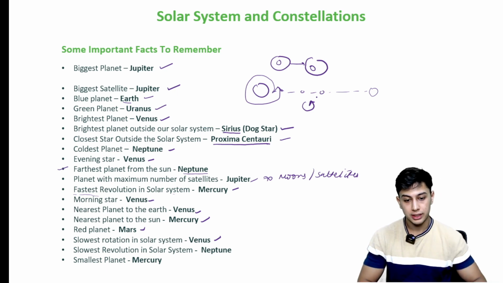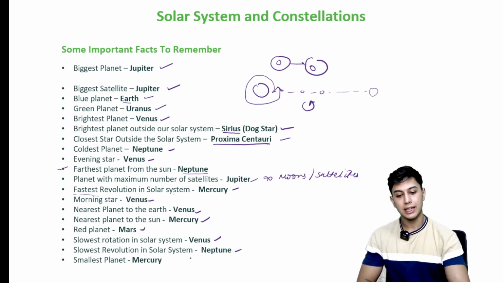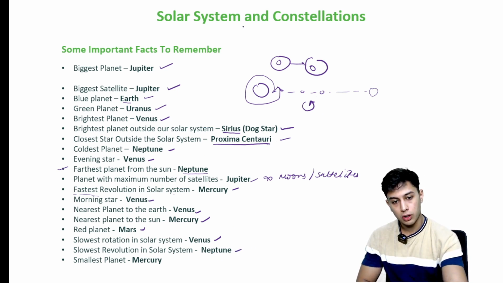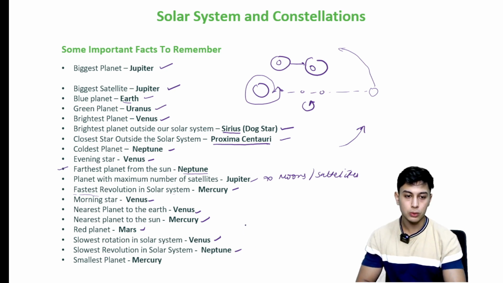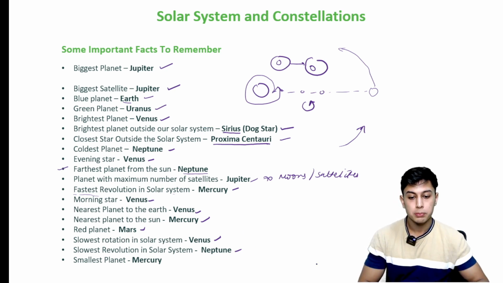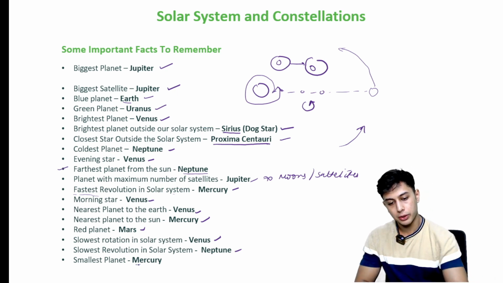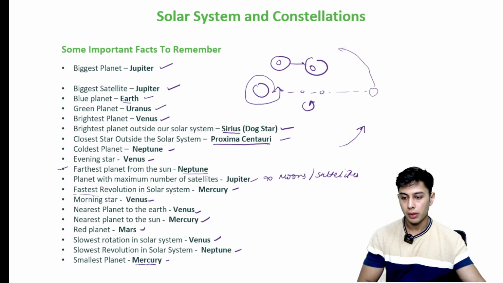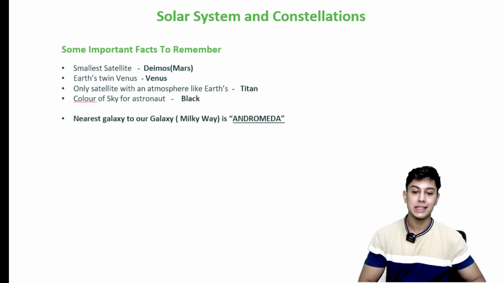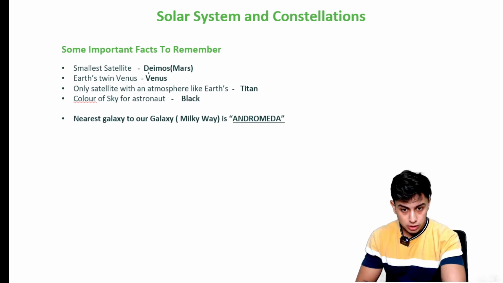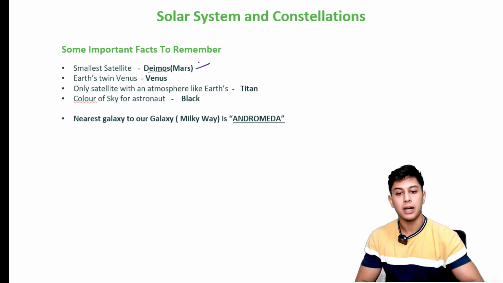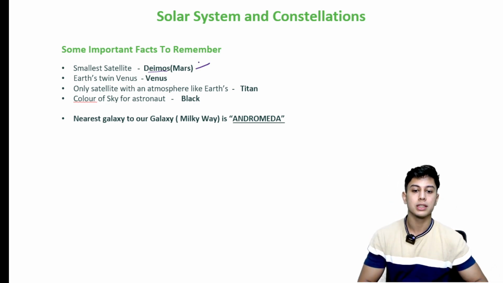Slowest revolution, that is Neptune. If you can guess why, because it has to cover a long distance. Alright, it has to cover a long distance around the sun, so that is why Neptune takes a longer time. The smallest planet is Mercury. Alright, now we have the smallest satellite, the smallest moon that a planet has. It is Deimos, which is on Mars. Alright, so this moon is around Mars and it is the smallest moon.